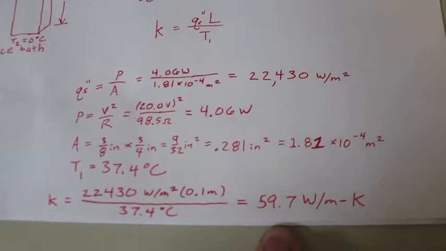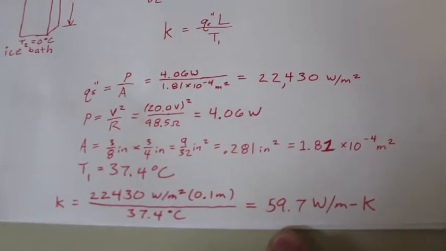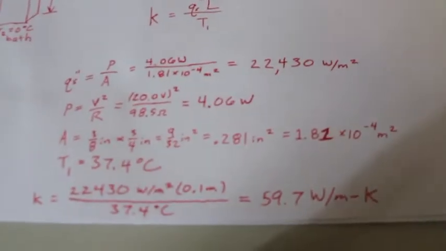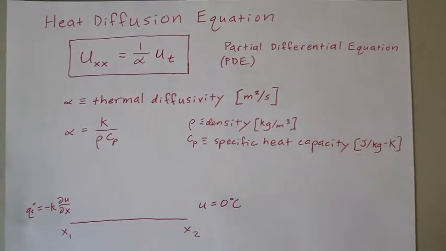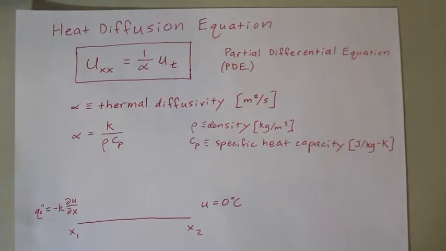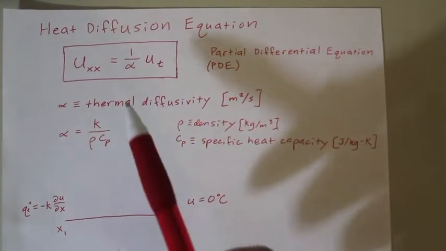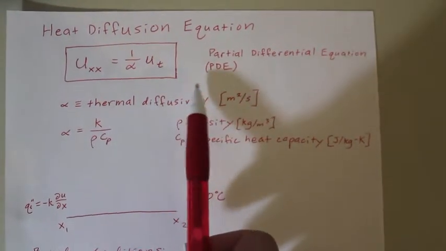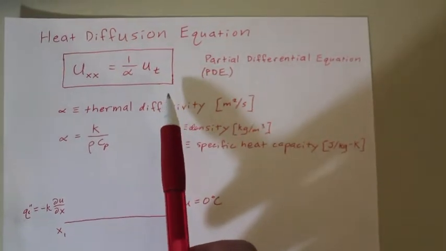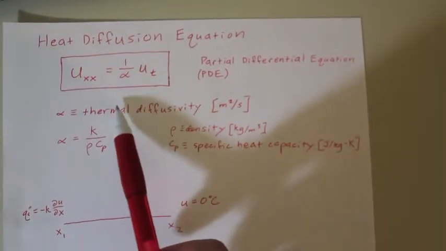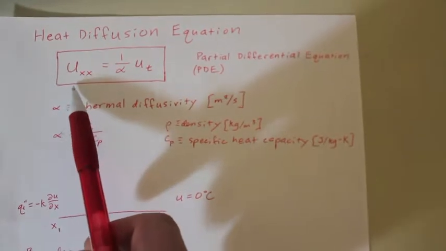This published data is usually around 60 watts per meter Kelvin, so that's pretty cool. Another very useful equation we can look at with this scenario is the heat diffusion equation, which is a partial differential equation in x and t, time. And now instead of T for temperature, I'm using u.